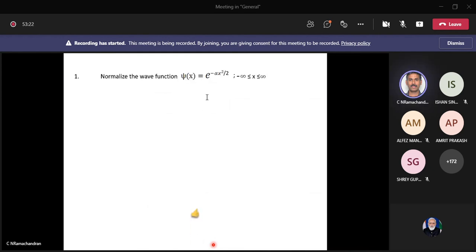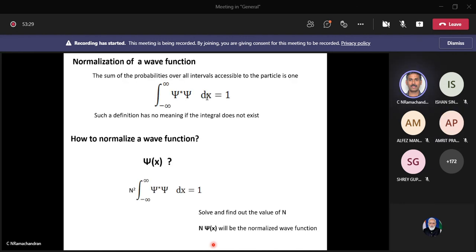For example, if I give you an equation. Yes, please. What is N? N is a normalization constant. Just a constant, any value, and substituting, I will get that value.